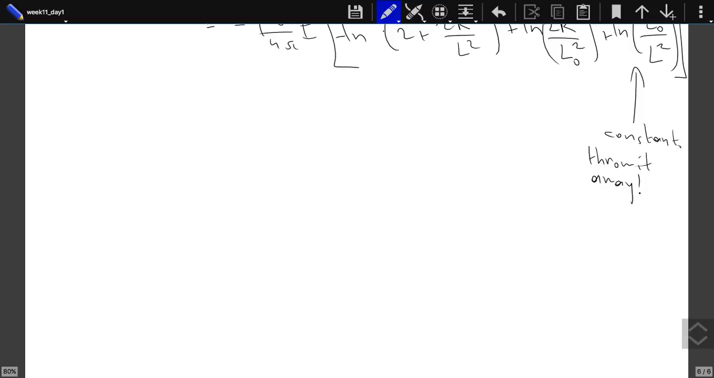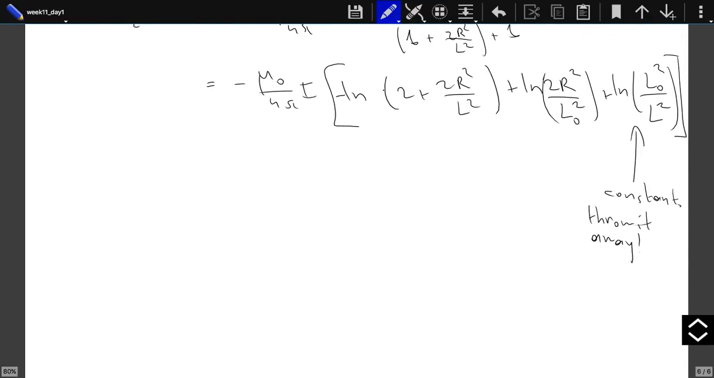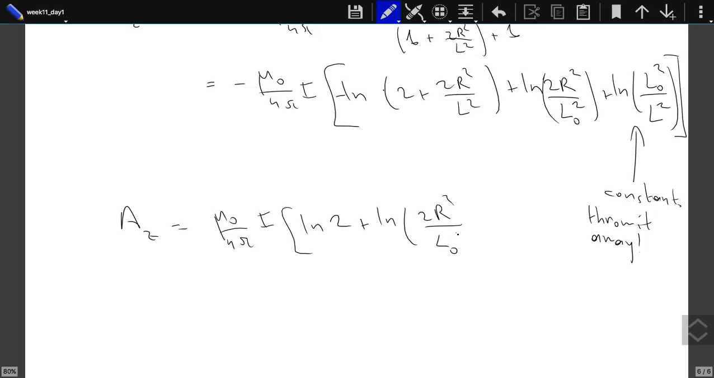Well, if I throw it away, then now I can take my L go to infinity limit. AZ would be just mu0 over 4 pi I logarithm of 2 plus the logarithm of 2r squared over L0 squared. Or this is mu0 over 4 pi I times the logarithm of 4r squared over L0 squared. This is my AZ.